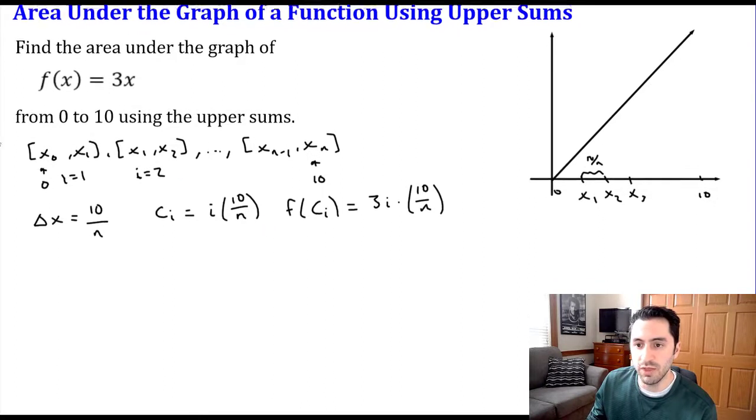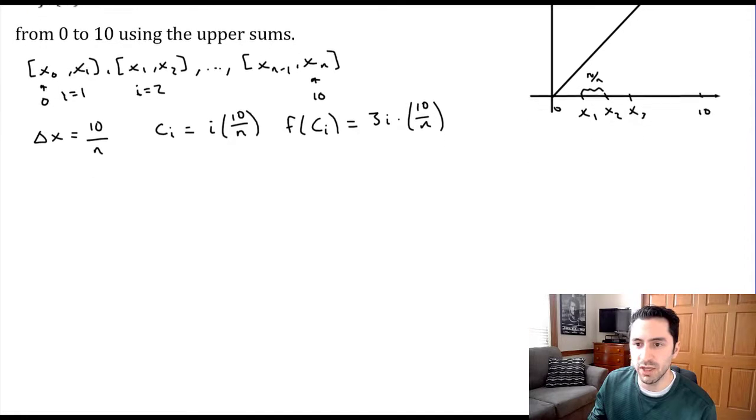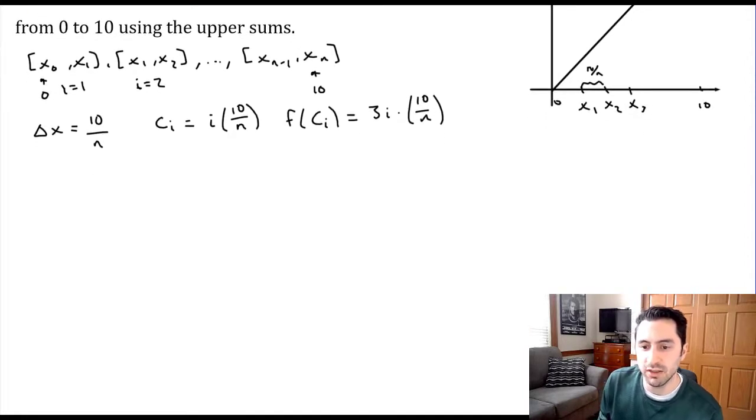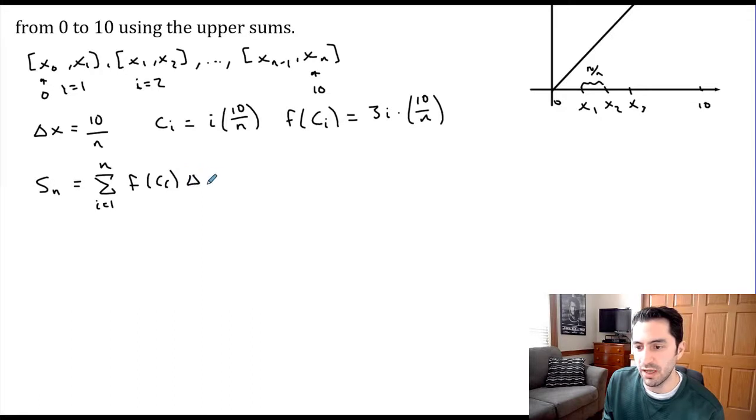So we have the width of each rectangle, we have the height of each rectangle, and now we can calculate our sum. So we'll use sum, and we're using n rectangles, and then we'll use our sigma notation. We're starting at i is equal to 1, we're going all the way up to n. f of c sub i indicates the height of each rectangle, and then delta x indicates the width of each rectangle.